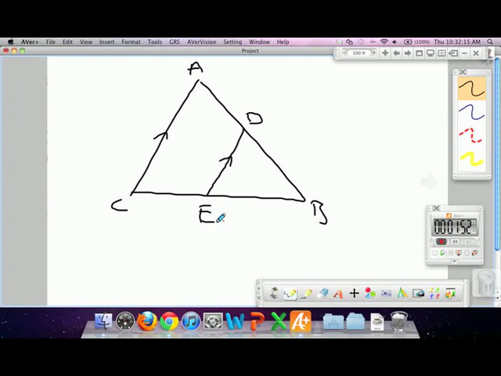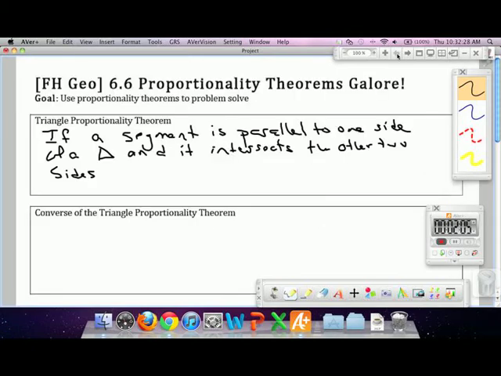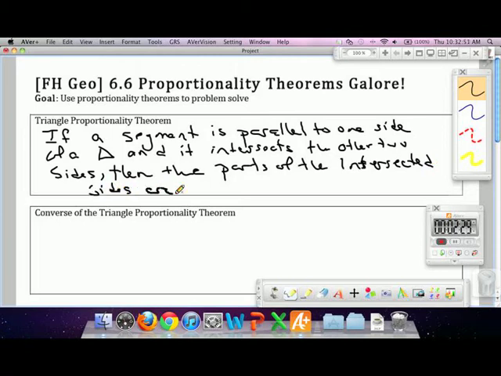This theorem says that our theorem is going to claim something about the created sides, the parts that we're going to draw. And in fact, it's going to say the following. For this setup, then the parts of the intersected sides are proportional.